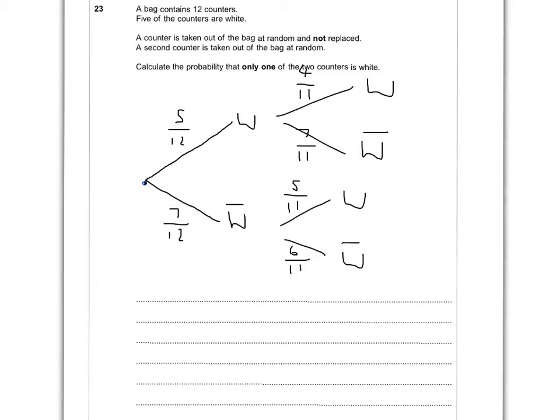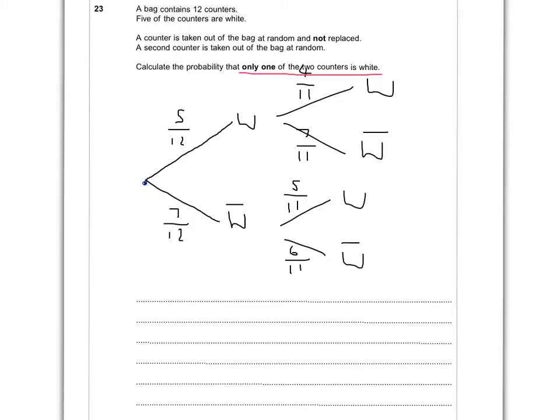Now I'm going to multiply along the branches and add the different options. It's kind of an "and" and "or" situation. If you go along here, this and this happened. If you go along here, this and this happened. If you just want one of them, it's one or the other. So let's think about what I'm actually asked here. I'm asked the probability that only one of the counters is white. It's not both, it's not neither, only one of them is white.